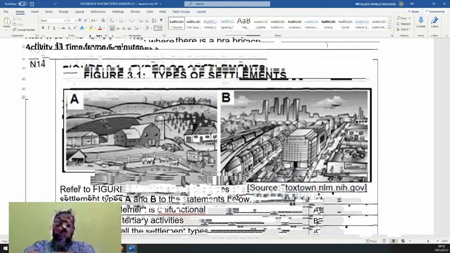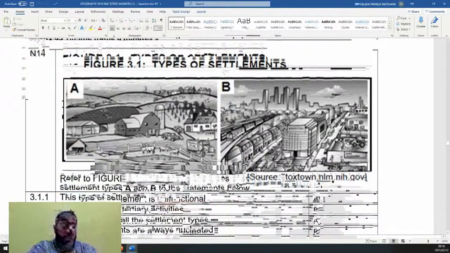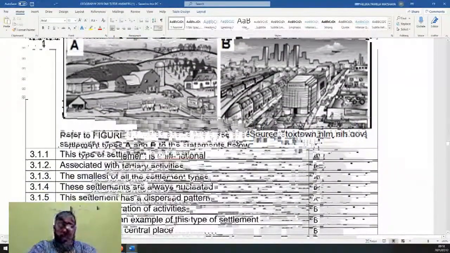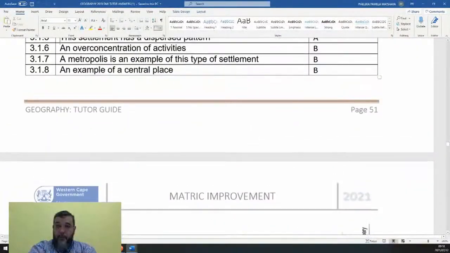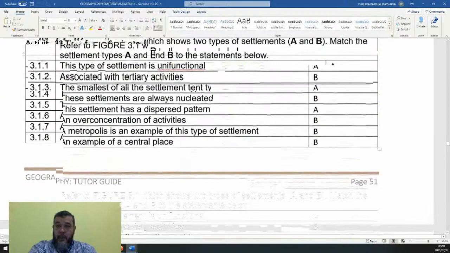Refer to figure 3.1, verwys na figure 3.1, that shows you types of settlements. Match the settlement types to the statements below. So, people, the answers are there. I'm not going to try to hide it from you or anything. But, oops, I'm going too far. Let's just have a look at them.